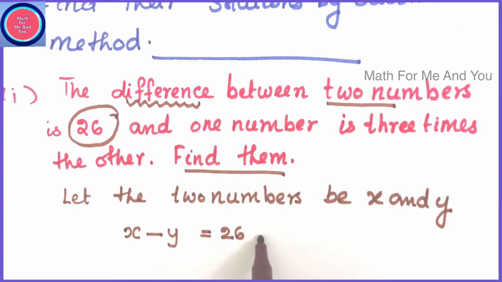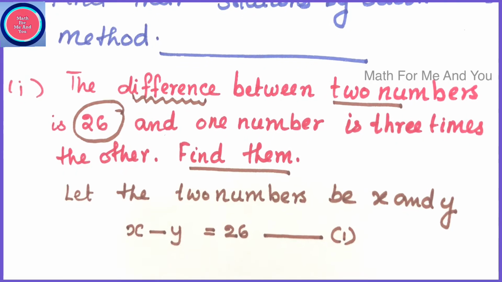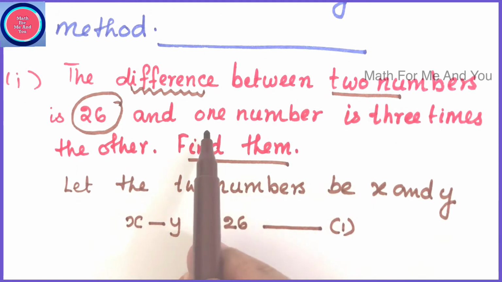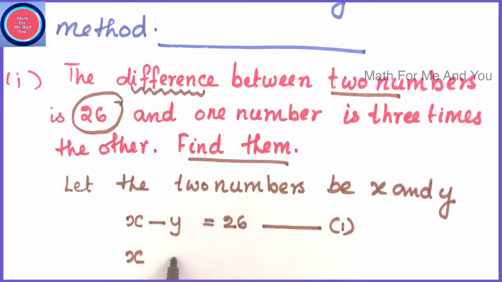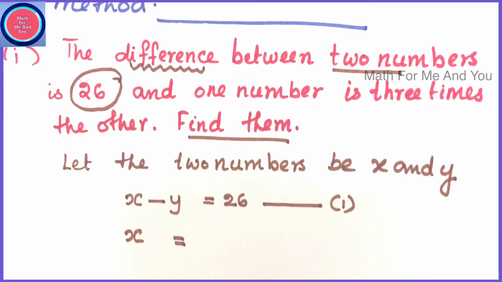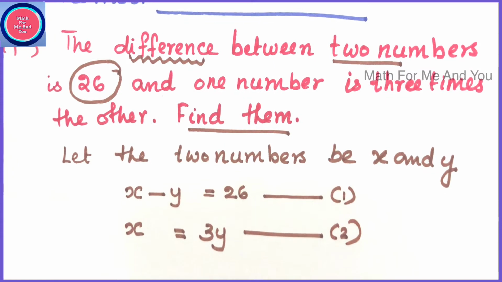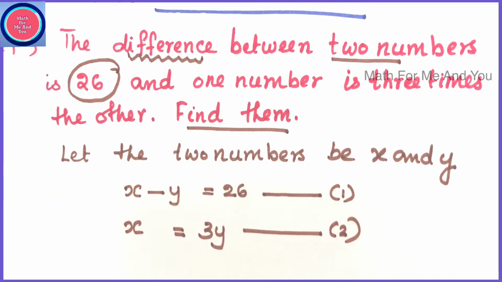The difference between the two numbers is 26. So we get the first equation. We could mark it as equation number 1. Second sentence, it's given one number is 3 times the other. So we can take the one number, big number x, is equal to 3 times the other number y. So it is 3y. Equation number 2. So we have got two equations.